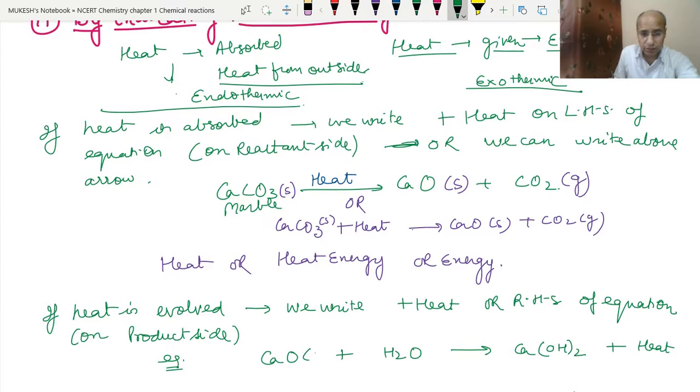Solid is being used here. Here we are using the liquid and solid form. So here we will write the solid form, because this is the slaked lime, and if we write the lime water, then we will write the liquid form. And the heat is given. Clear? Let's take one more example.